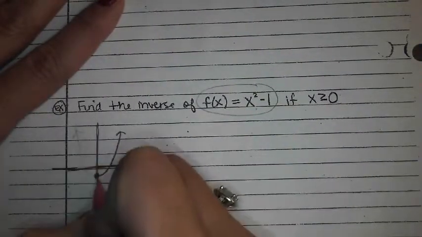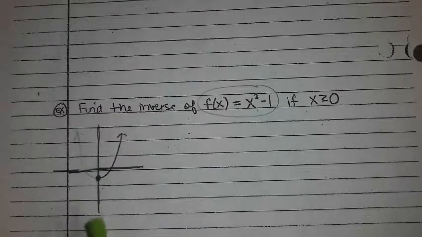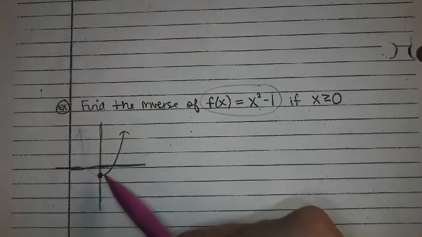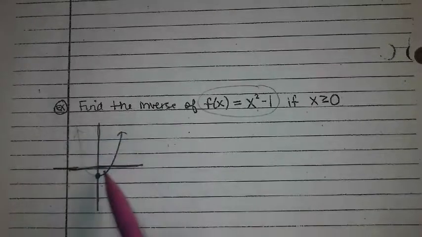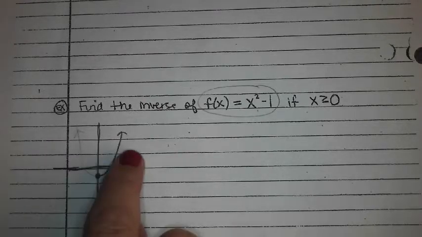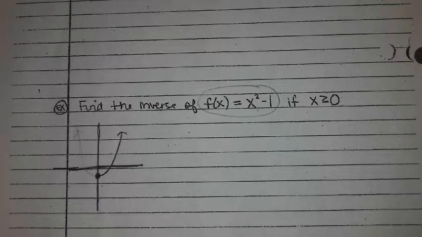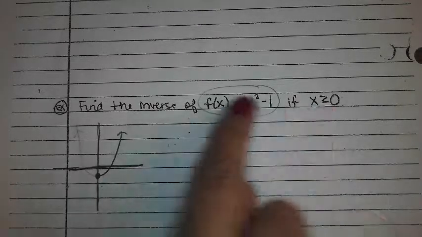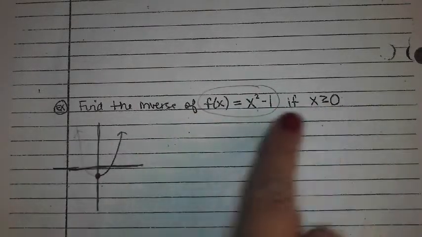Why would that be, do you think? Why do they want the original function to only be this piece and not the whole thing? Correct, because if they had this other piece, then this would fail the horizontal line test and the inverse wouldn't be a function. So this is their way of maintaining that we're going to make this a one-to-one situation.